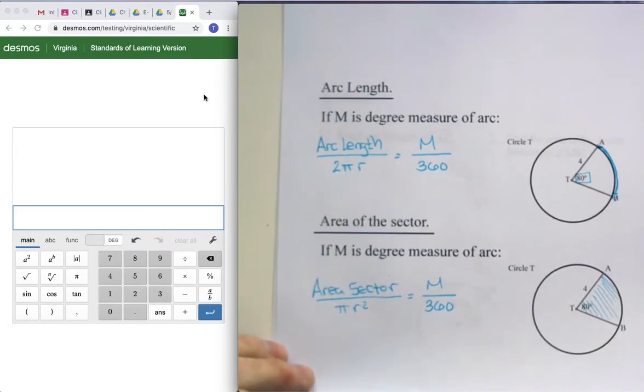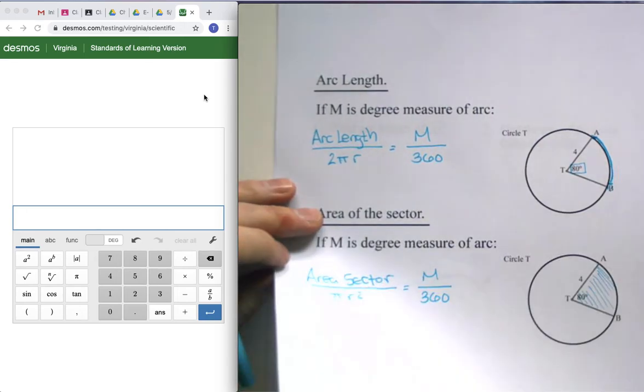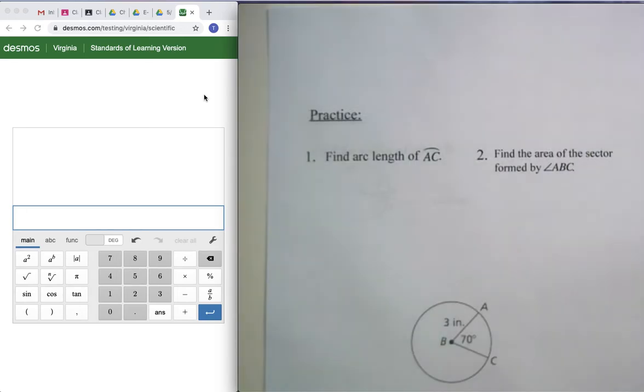These two example problems are pretty much going to closely match what you're doing on your practice and your exit ticket today.